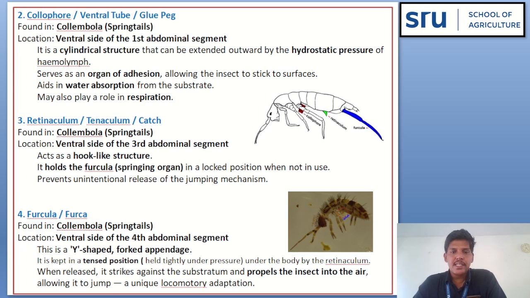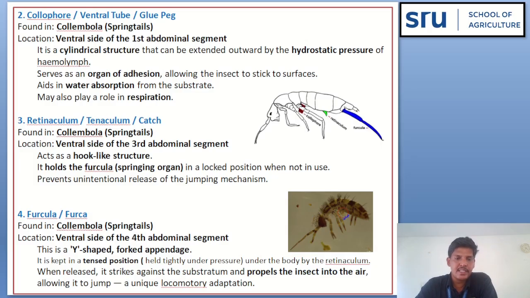It is a cylindrical structure that is extended outward by the hydrostatic pressure of hemolymph. This colophore serves as an organ of adhesion, allowing the insect to stick to the surface. It also aids in water absorption from the substrate, and may also play an important role in respiration. So the colophore is present on the ventral side of the first abdominal segment in springtails.